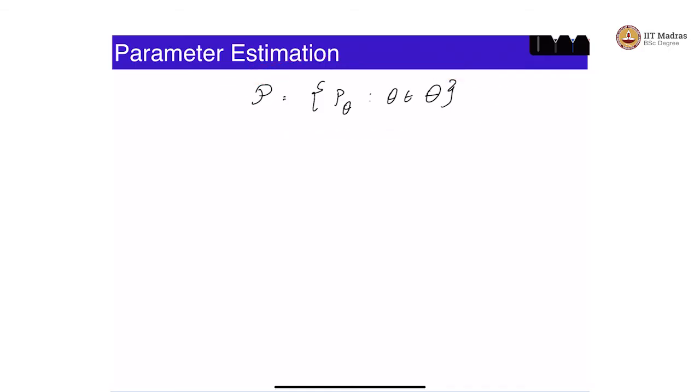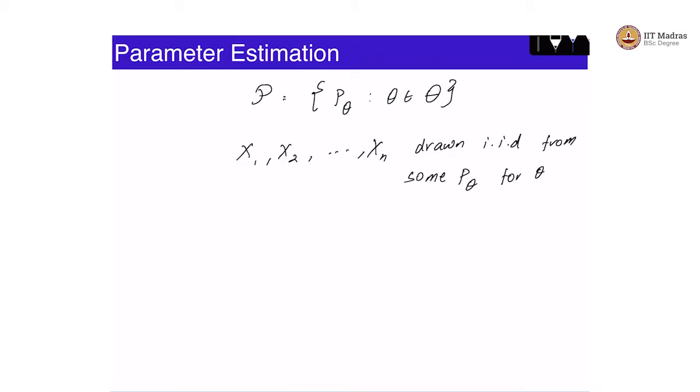So you have such an object, and you have data x1, x2, xn drawn IID from some p theta for theta belonging to capital Theta. You have your data drawn from some element in this family, but you don't know which.